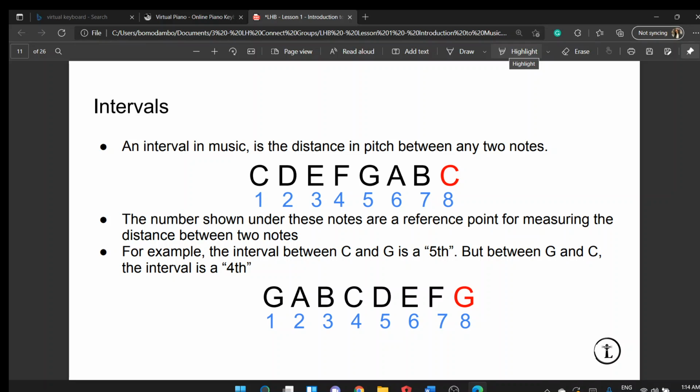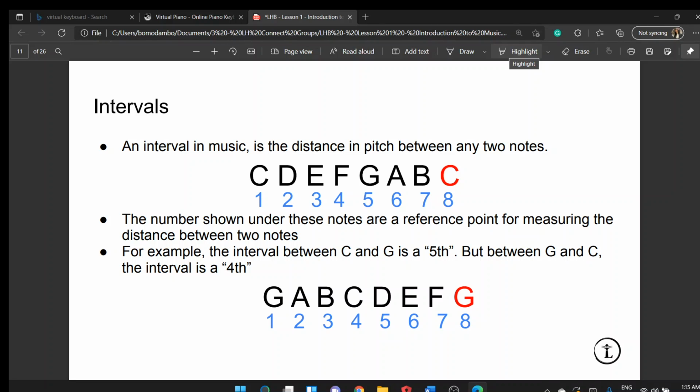Okay, so what are intervals? An interval in music is the distance in pitch between any two notes. So what that means is if you're comparing two notes, for example, C and E, and someone's asking you what's the interval between C and E, they're asking you how far is E from C? How far is F from C? How far is D from C? And the way to measure that is using numbers. You just number them.